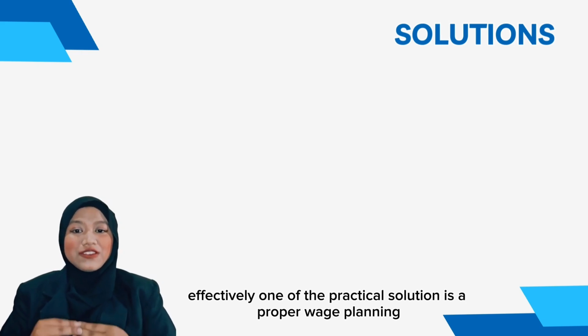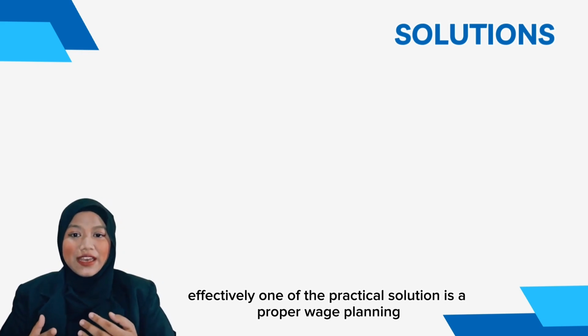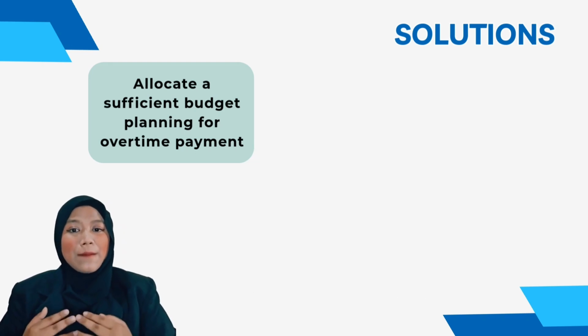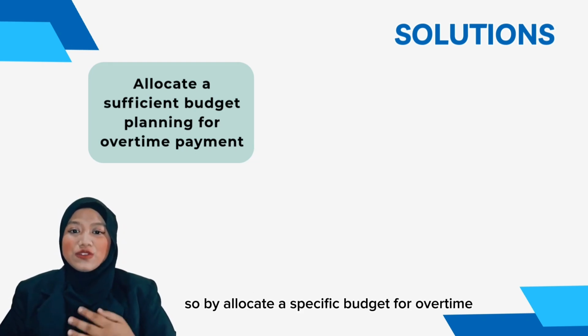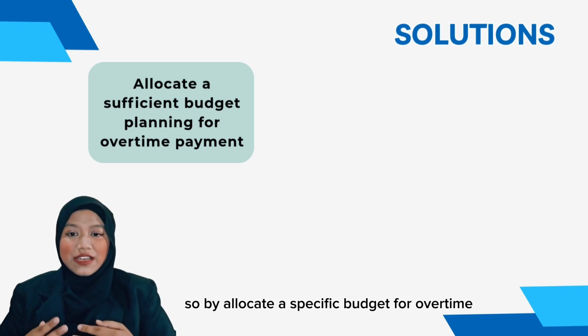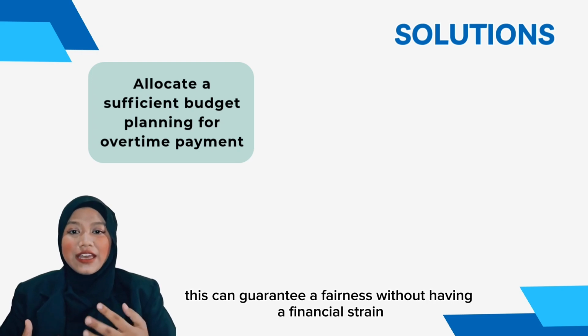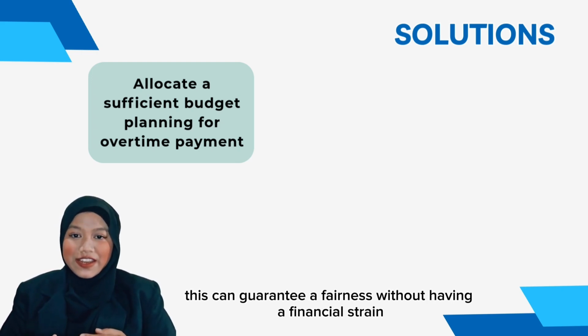One of the practical solutions is proper wage planning. When overtime or extra hours aren't budgeted, payments often get delayed. So by allocating a specific budget for overtime and regularly reviewing the payment structure, this can guarantee fairness without financial strain.